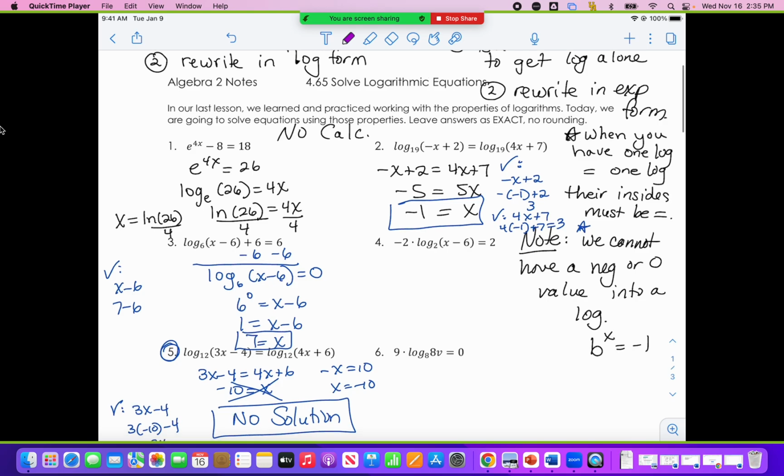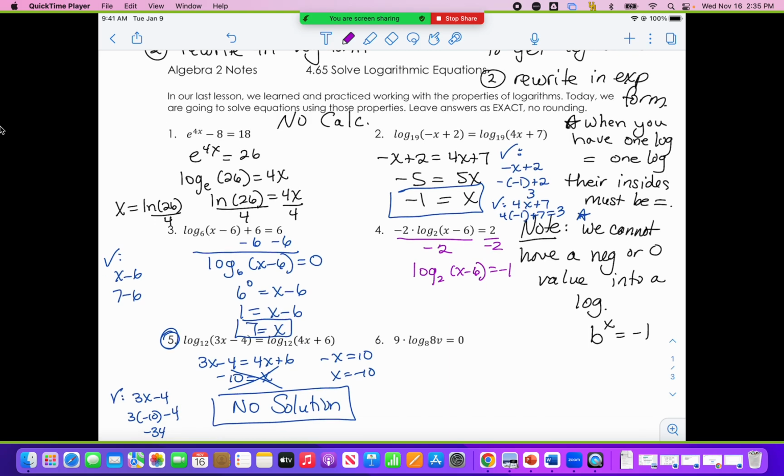Okay, number 4, I only have one log, but I've got to get the log alone. So I'm going to divide both sides by the coefficient. And I'm going to get log base 2 of x minus 6 equals negative 1. Now, when I say get the log alone, that means nothing in front of it. You cannot have anything in front of it, otherwise the log's not alone. Then this is 2 to the negative 1 equals x minus 6.